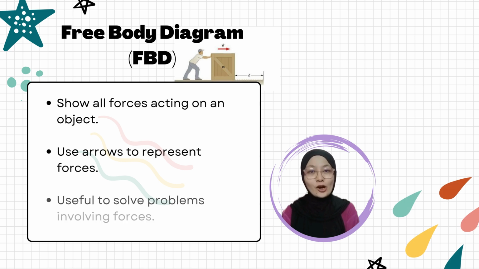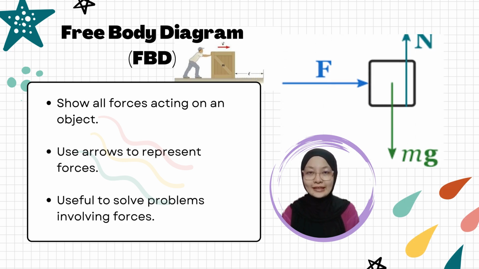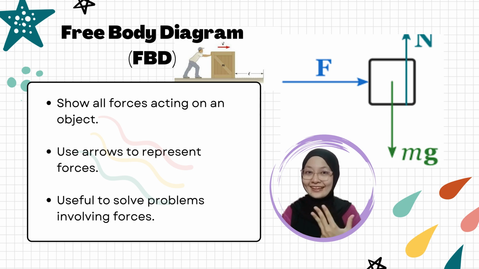To better understand how multiple forces act on an object, we use a free body diagram or FBD. In an FBD, we draw arrows to show all the forces acting on an object, including gravity, normal force, friction, tension, and applied force. This helps us analyze the object's motion or determine if it's in balance. It's a crucial tool in physics problem solving.